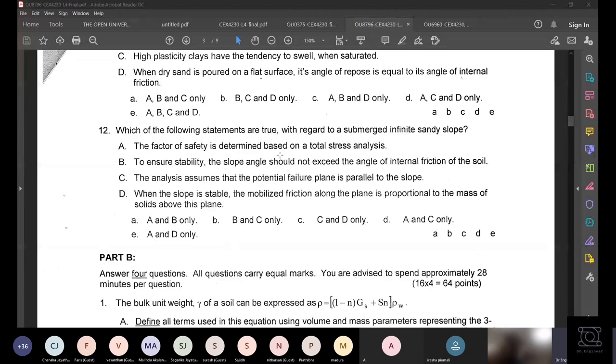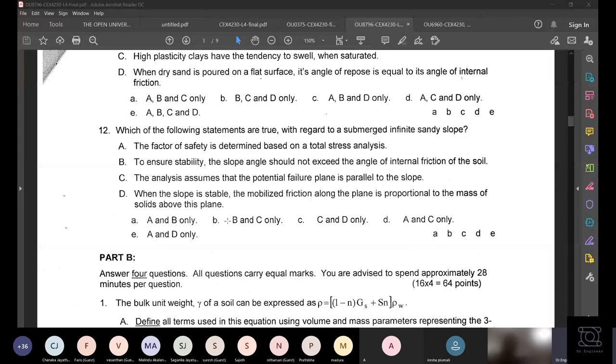First, fourth, and fifth. So only B and C are remaining, right? To ensure stability, the slope angle should not exceed the angle of internal friction. Yes, if the slope angle is larger than the angle of internal friction, there is a high chance of failure, right? That's a general common sense idea here. So B is absolutely correct.